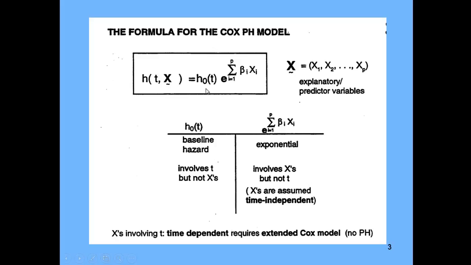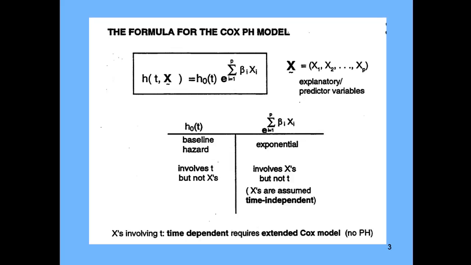The first part's called the baseline hazard, and the second part is an exponential function. The baseline hazard is a function of time, but not a function of the predictors. The exponential function is an exponential function of the predictors, but it's not a function of time. The x's aren't time dependent in a Cox proportional hazards model. They're time independent as opposed to time dependent. And if you want to consider a time-dependent variable, then you're dealing with another model that we're going to talk about in a couple of weeks called the extended Cox model. Are you with me? You remember this?